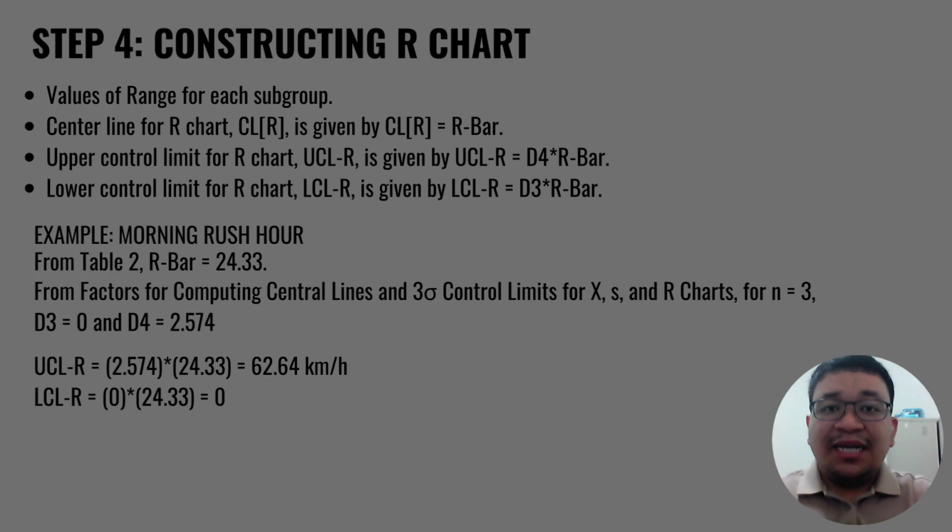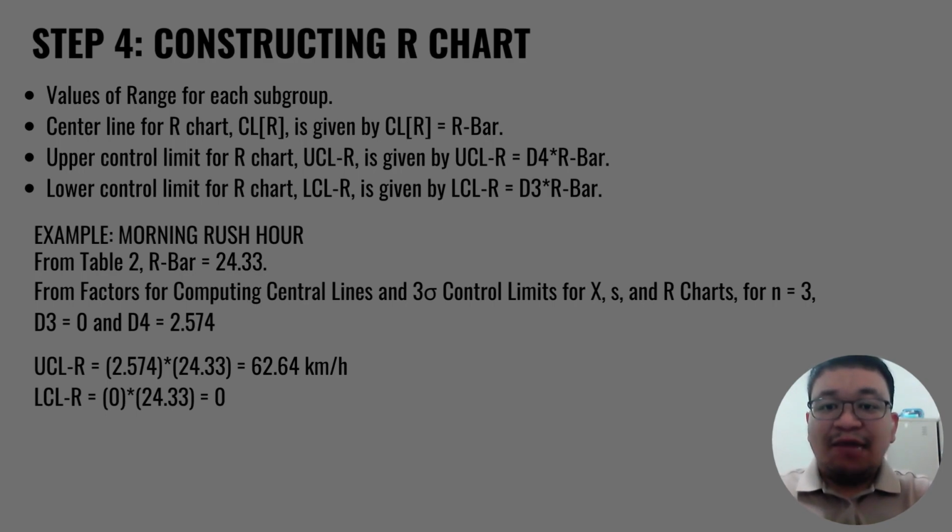Meanwhile, in constructing the R chart, the criteria needed is a bit different from constructing the X bar chart. This includes the values of range for each subgroup. The center line for the R chart, labeled as CLR, is given by CLR equal to the R bar. The upper control limit for the R chart, UCLR, is given by UCLR equals D4 multiplied by the R bar. And the lower control limit, LCLR, is given by LCLR equals D3 multiplied by the R bar.